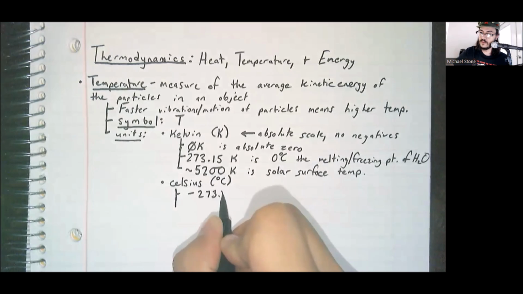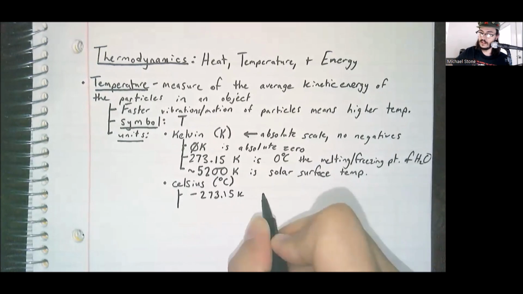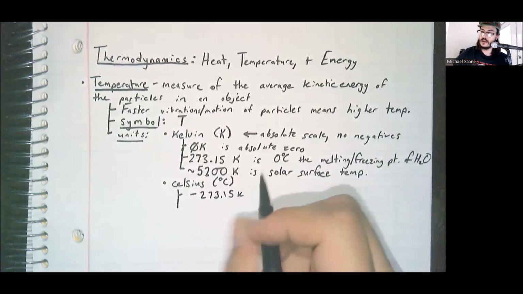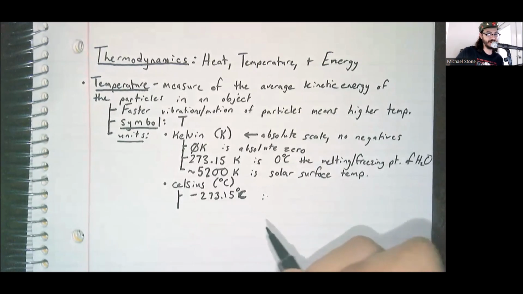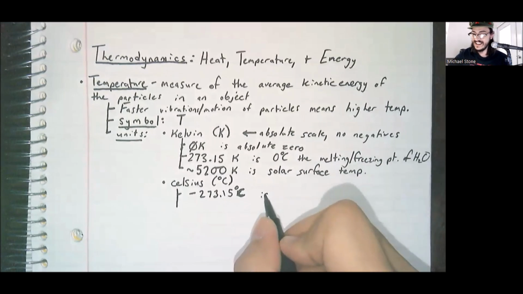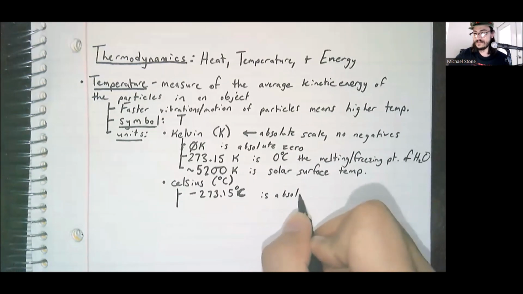Negative 273.15 Kelvin is impossible. I meant to say negative 273.15 Celsius is absolute 0.